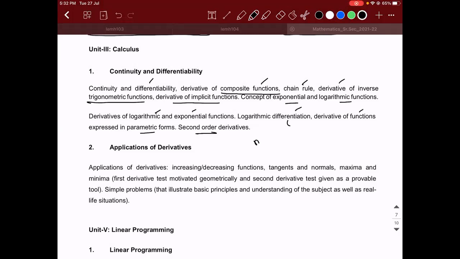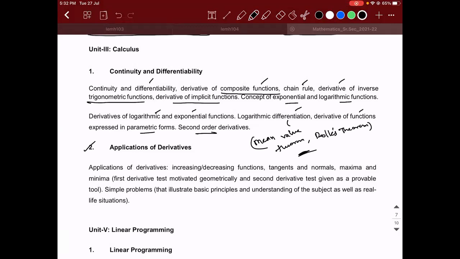They have removed the mean value theorem and Rolle's theorem. That is not there. That was not there last year also. It's almost the same, so these two are removed. Similarly, applications of derivatives, what they have done: the first exercise is not there.